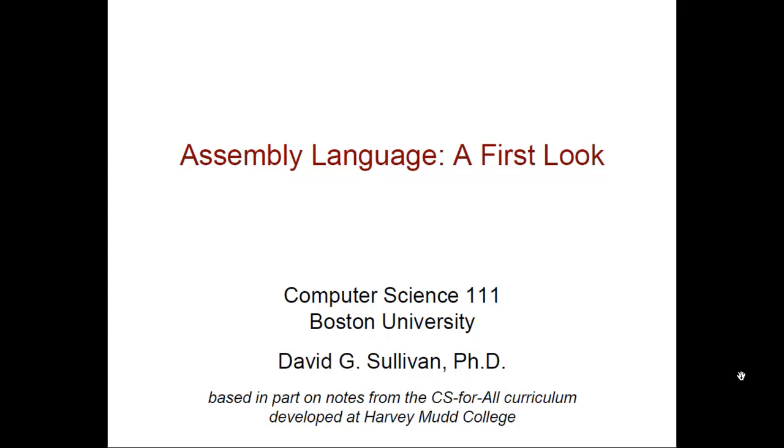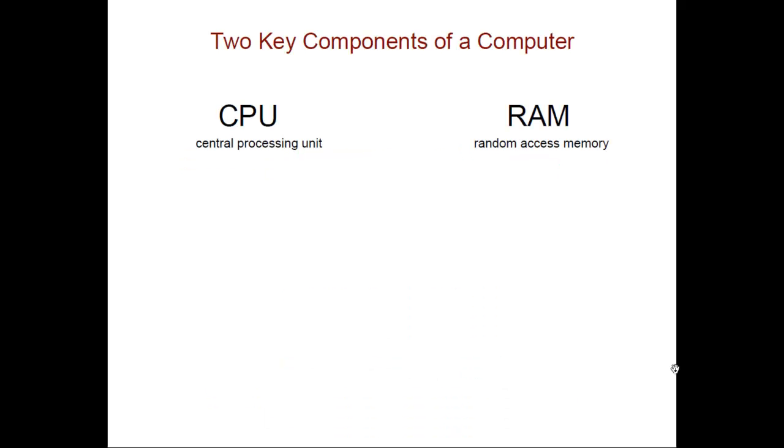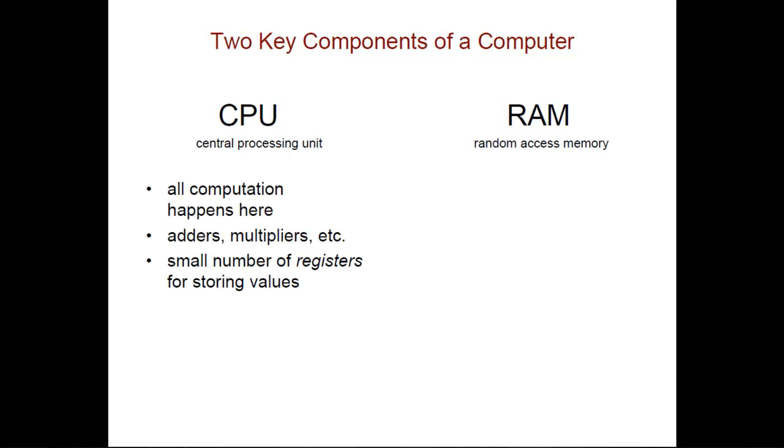This video begins our look at assembly language, which will give us a sense of what happens at the hardware level when a program executes. Two key components of computer hardware are the CPU, or central processing unit, and the RAM, or random access memory. The CPU is where all computation actually happens. This is where things like your adder circuits and multiplier circuits are found.